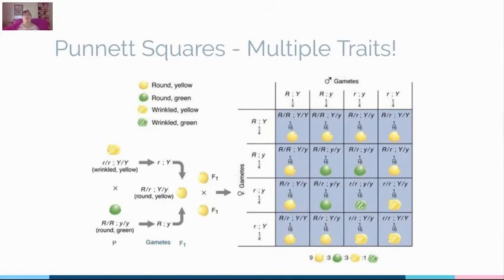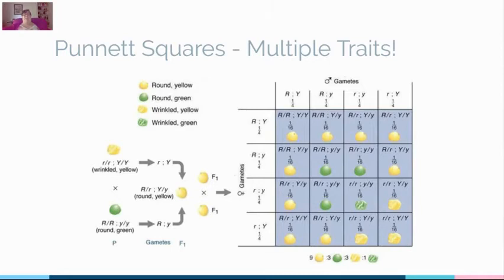So it could pass on the capital R allele with either capital Y or lowercase y, or it could pass on the lowercase r allele with either capital Y or lowercase y, which results in a Punnett square that looks like this one. So there were 4 options for combinations of traits that could be passed on. So each side of the Punnett square has 4 columns or 4 rows. We call this kind of Punnett square, where you're looking at 2 traits, a dihybrid cross, di meaning 2.